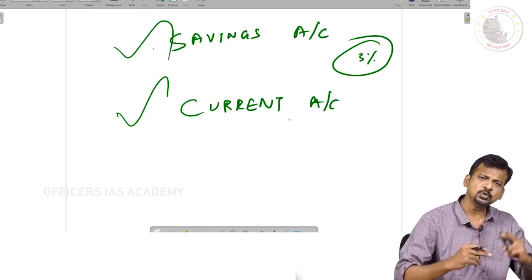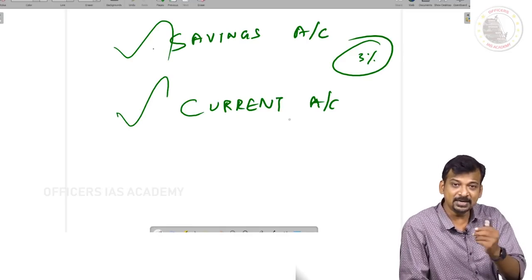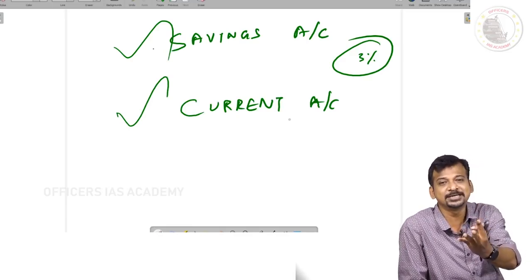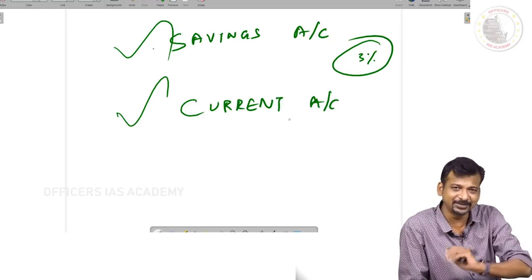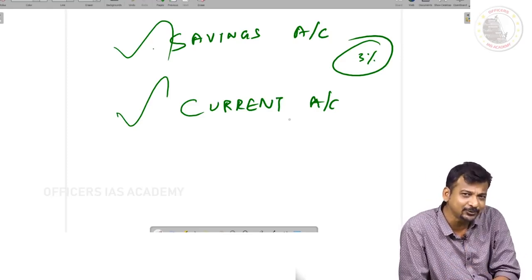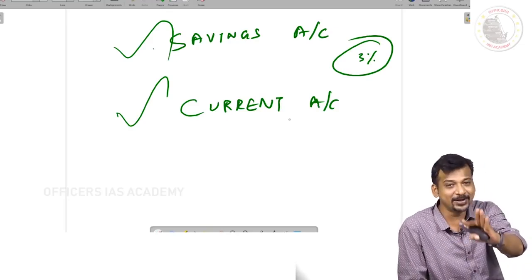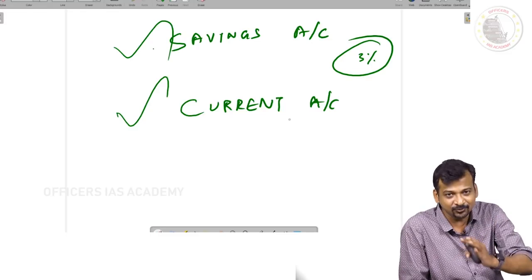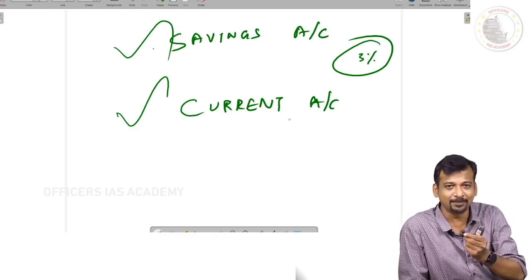Okay. What is the difference between savings account and current account? In a savings account, say you have 10,000 in your bank, you go to the ATM, withdraw 10,000, that is allowed. Can you withdraw 15,000? No, that is not allowed. Only whatever you have, that much only you can withdraw. If you have 30,000 in your bank savings, only 30,000 you can withdraw maximum.